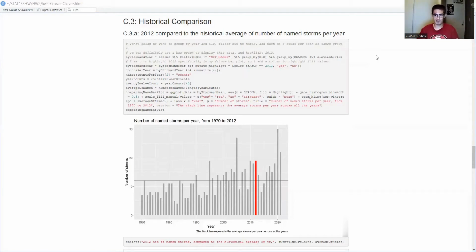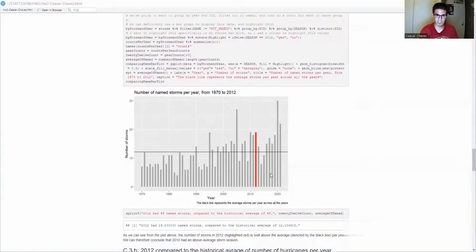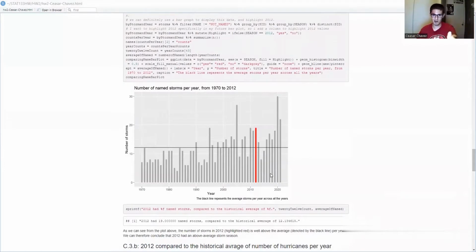And so the fruit of my labor, you could look at my code here, but I will mostly explain the plot itself that was produced. You can see here, it is this histogram of all of the year by year of storms, and you see there in red is highlighted 2012, and that black line you see there, as noted at the bottom in the caption, is the line of the average across all of the years. And so we can see that 2012 was well above the average, so we can say that 2012 was above average in terms of number of named storms that occurred that year.